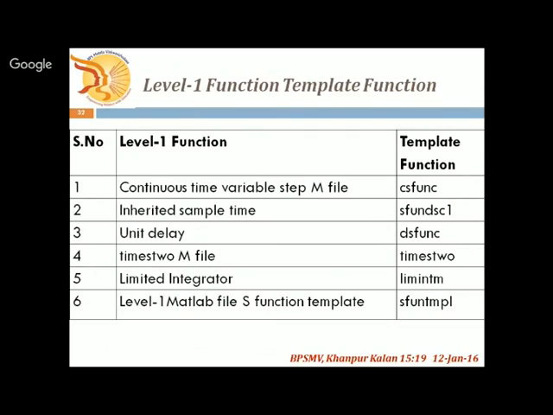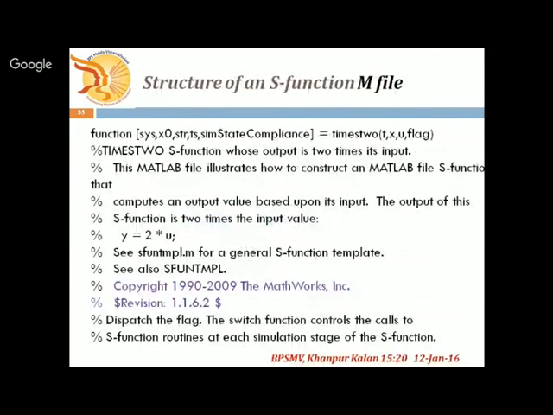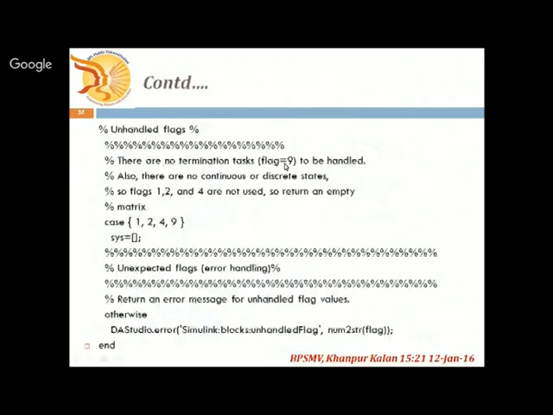If it is an example of a continuous system, simply go to the continuous system function template. There is no need to write your own template when one exists. The only thing is you have to modify the template as per your requirement, as per your functionality. And if you find there is a discrete system, you modify the discrete system template. This is the structure of an M file template that I already explained.